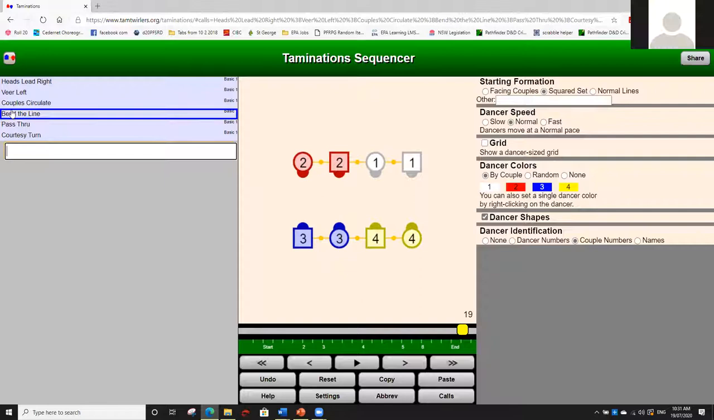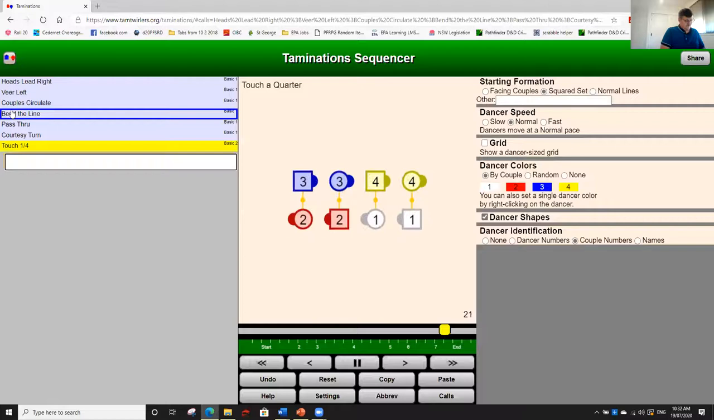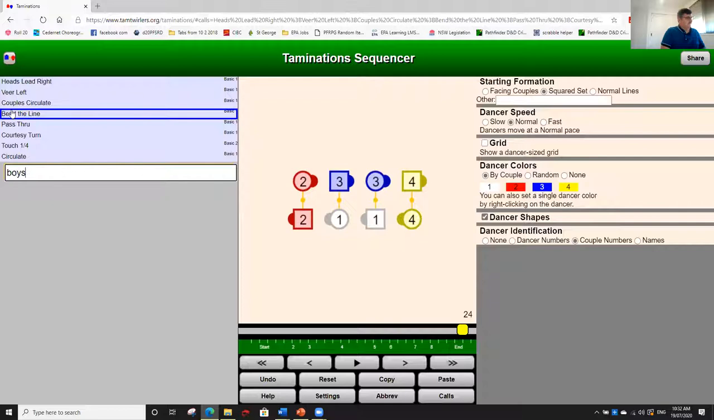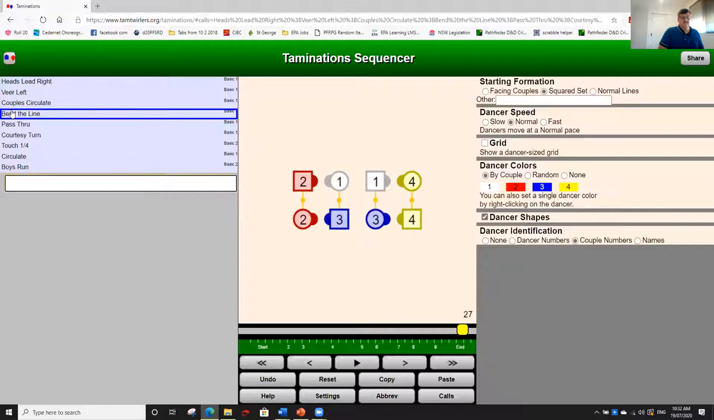Touch a quarter. Okay. Touch a quarter. Keep going. All eight circulate. Keep going. Boy run. Yep. Okay, I'm now in a corner box. I can do a corner box module. If the dancers are having trouble, I can also call an Allemande left here. This is a fixed point. I can fix it from here, nice and short with that module.